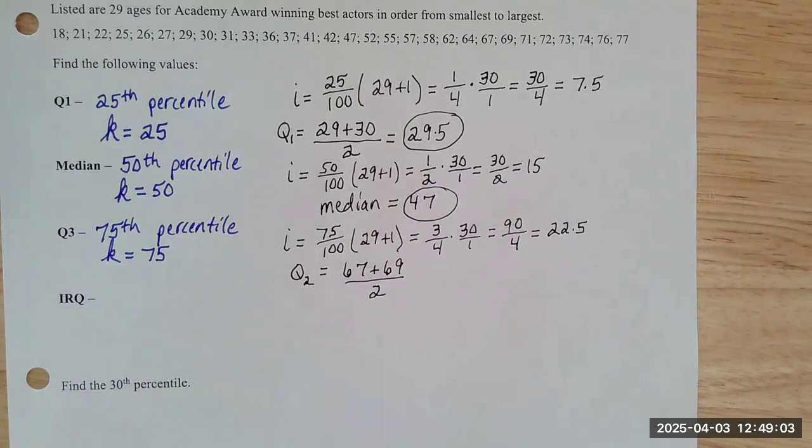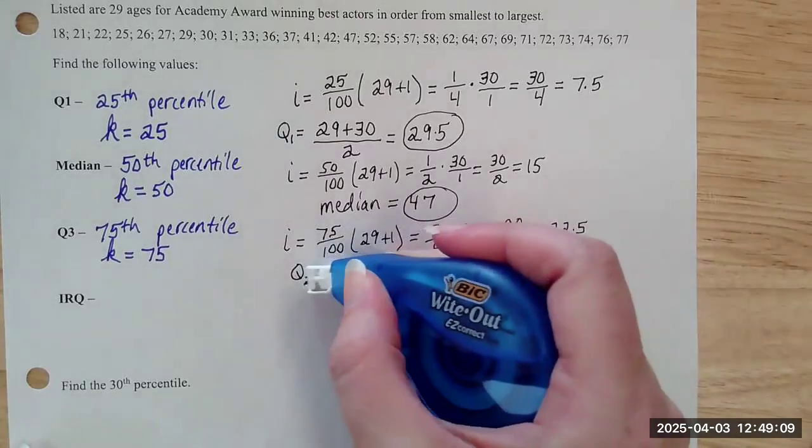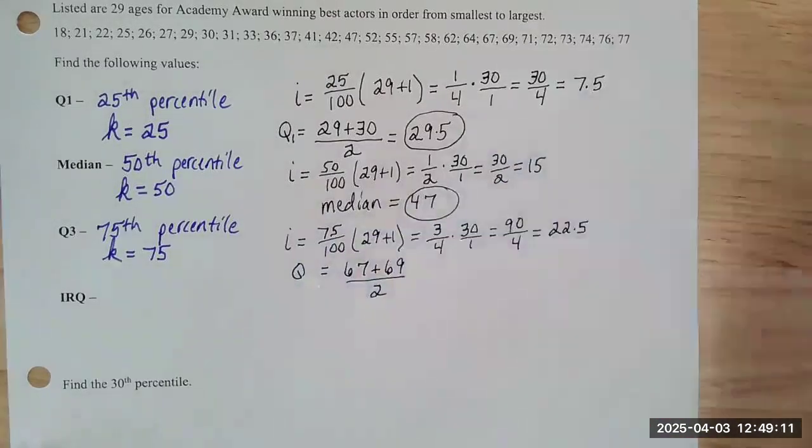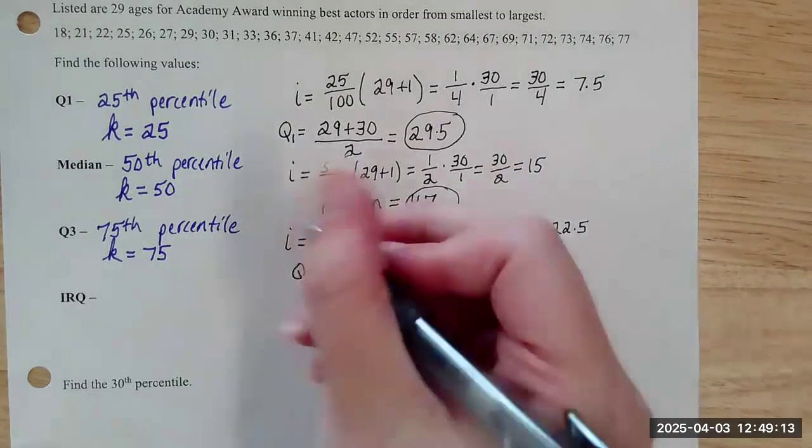Anybody get Q2? I shouldn't have written Q2. What should I have written? Q3. Anybody get Q3?